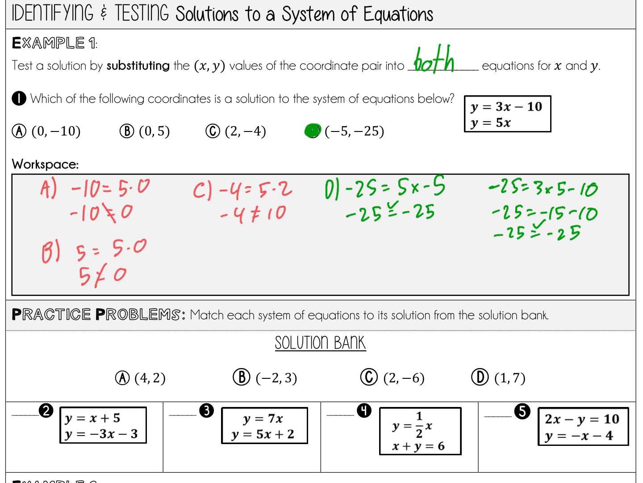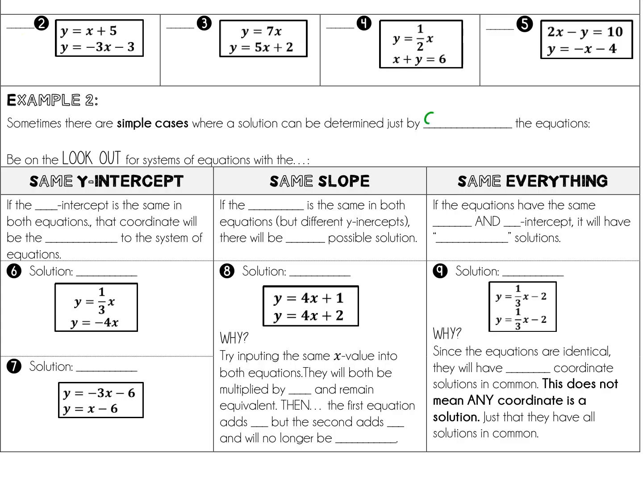Next, I want you to pause the video and try the practice problems below. You should have gotten B for number 2, D for number 3, A for number 4, and C for number 5. Let's try another example.